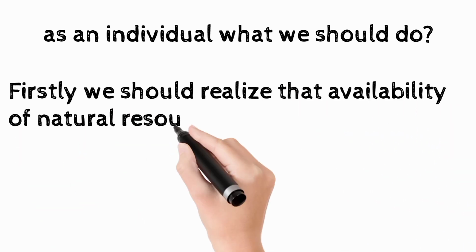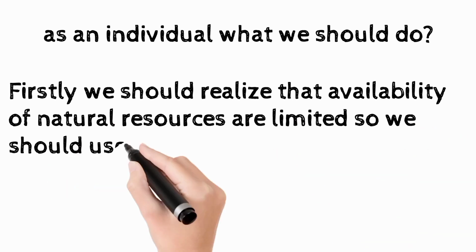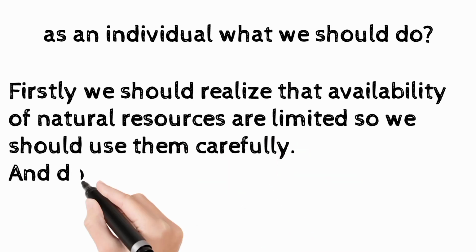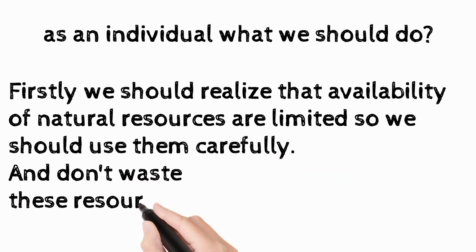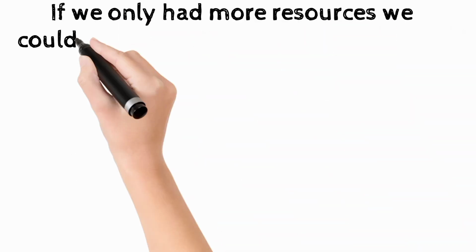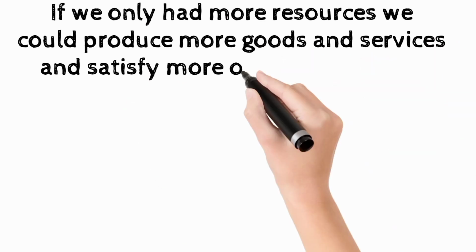If we only had more resources, we could produce more goods and services and satisfy more of our wants. This will reduce scarcity and give us more satisfaction from more good and services. All societies therefore try to achieve economic growth. The third way for a society to handle scarcity is to reduce its want.